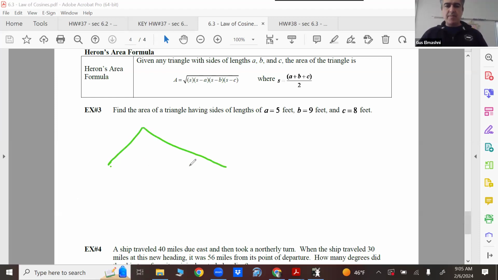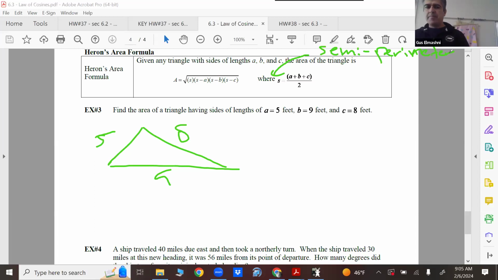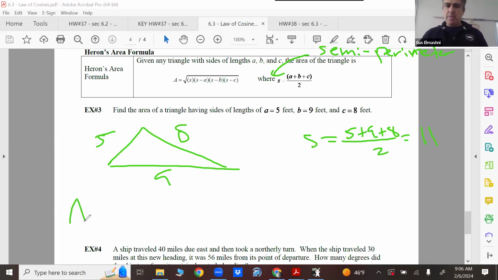So you're given all 3 sides: 5, 8, 9. Now S, let me tell you what S stands for. S stands for the semi-perimeter. So it's half the perimeter. Take the perimeter, divide by 2. Boom, done. So what's my semi-perimeter? That's going to be 11, I think. Yep. And just plug away.